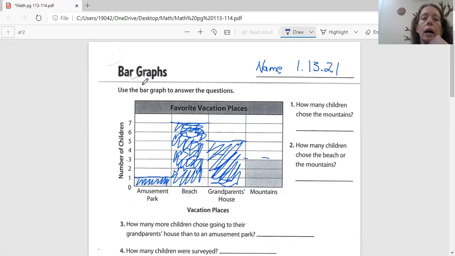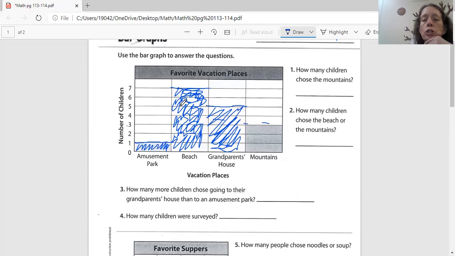So, the title is called bar graphs, and a bar graph is a quick way to organize information so you can see what's going on fast. Bar graphs have a lot of different parts. The first part that they have is a title. This tells you what the bar graph is called and what it's about.